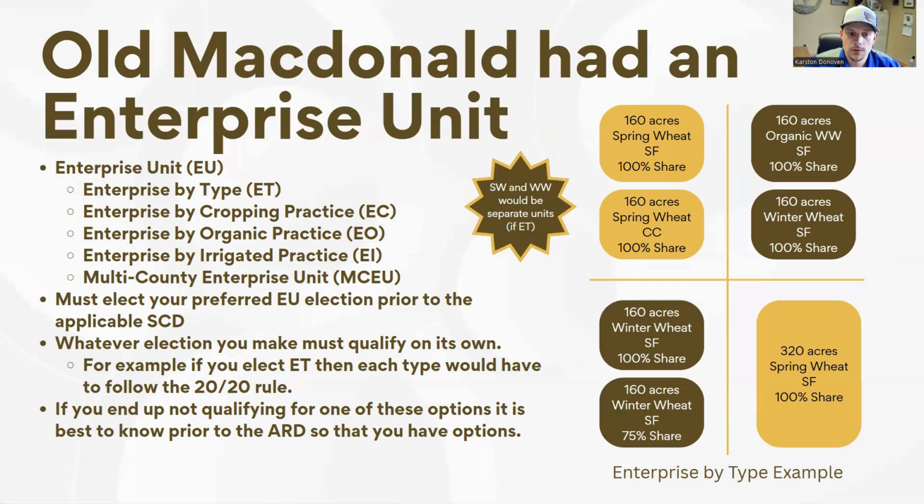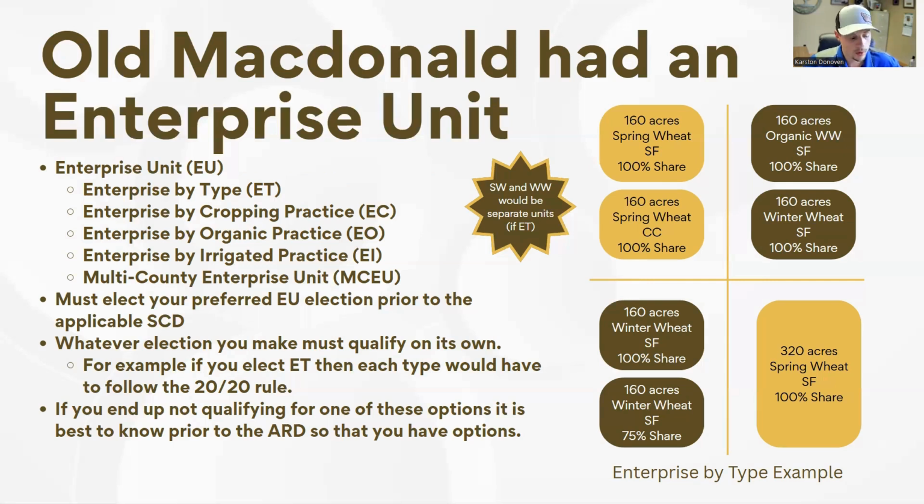One side note is that if you do elect enterprise unit, so EU, there's no added cost to elect the option of an enterprise by type or enterprise by organic practice or whatever it may be. So it's always a good practice to elect one of those to better separate out your farm. Just which one you select is going to depend on your plans for that year.